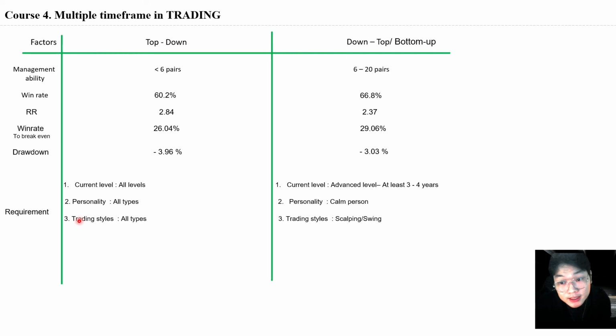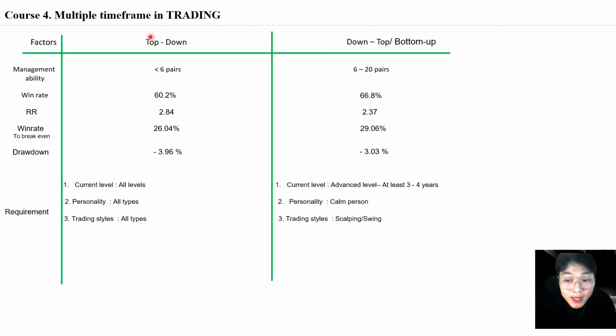And for the trading style, for the top-down analysis, also all types. And for the bottom-up, it is normally applied in scalping and swing trading. I will guide you on how to scalp effectively in a single course after this course. And totally, which one is better? From my view, the top-down analysis method is very suitable if you are trading with swing trading and investing. And for the level, either newbies or advanced levels.